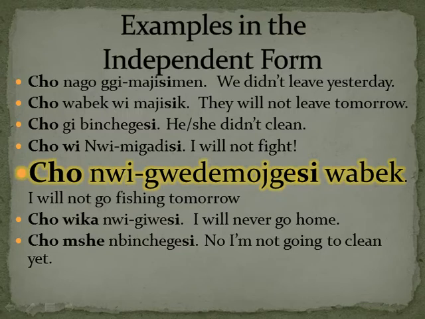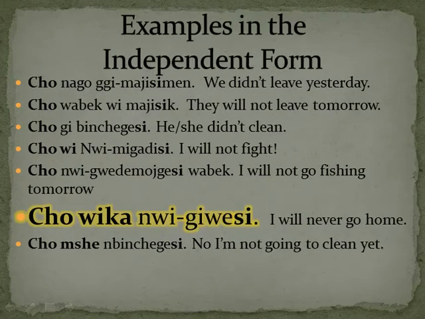Cho nui guademochke si wabuk. I'm not going to go fishing tomorrow. Again, you got to have the cho at the front and the si indicating the negation. You have to have both of them. Cho wika nui giwe si. I'm never going to go home.